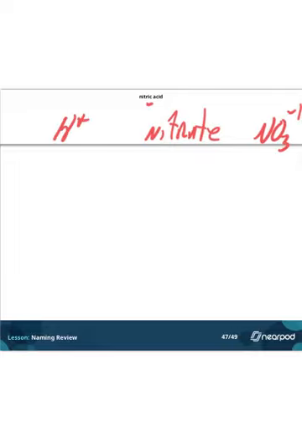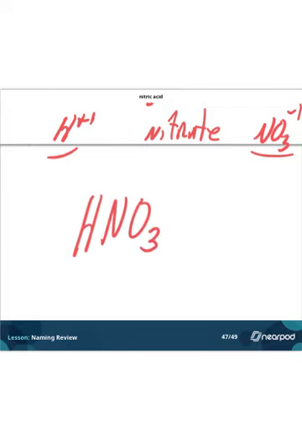Nitric acid, the ics come from the ates. So this would be nitrate, which would be NO3 minus 1, and that combines with H plus. So for the formula, I would need one of the H's, one of the nitrates, HNO3.